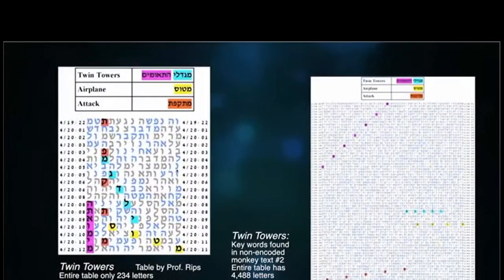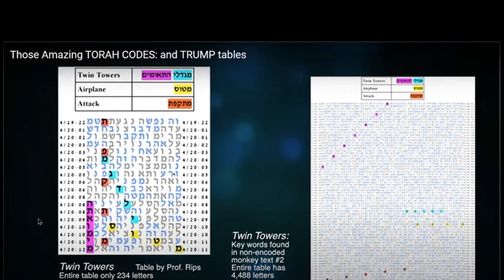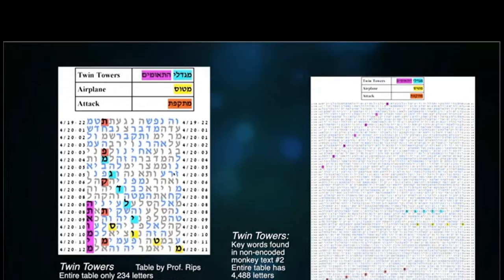All right, so that is basically showing what we did. I asked Professor Haralick if he could do some monkey text for me, or essentially to see if he could find the same words that Professor Rips did in another text. And sure enough, he did. But as you can see, here's the first example, 4,488 letters in it. And that's really just kind of random and doesn't mean anything. It's insignificant. In Professor Rips's original table, the whole table was only 234 letters.